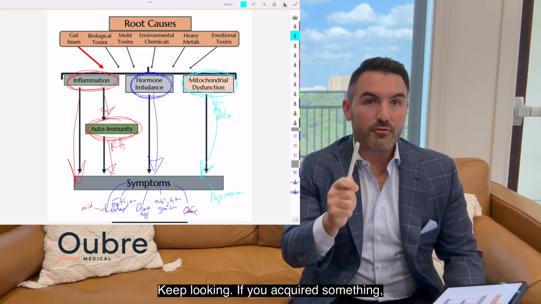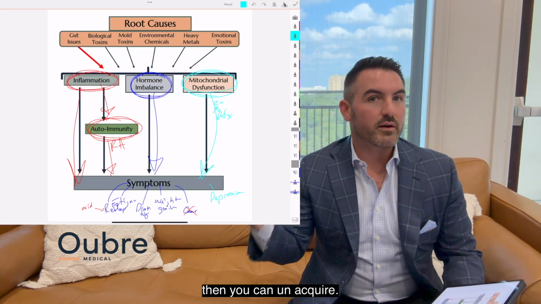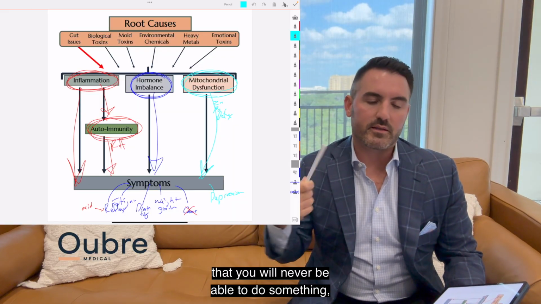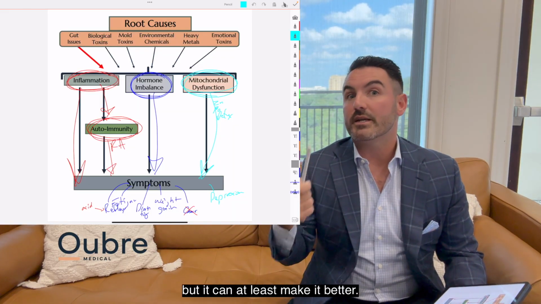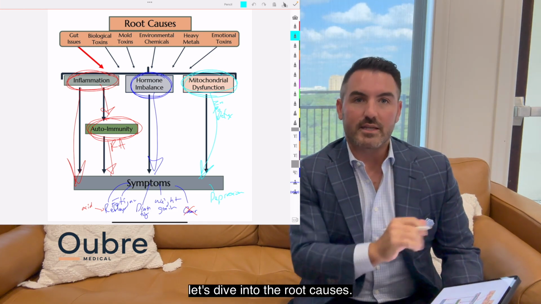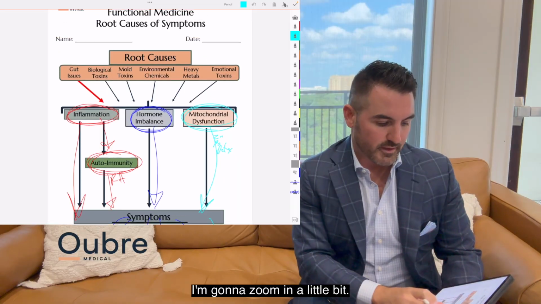Keep looking. If you acquired something, then you can unacquire it. If you were born with a genetic dysfunction that means you will never be able to do something, then functional medicine is probably not going to fix that, but it can at least make it better. Okay, so with my asterisks done, let's dive into the root causes. I'm going to zoom in a little bit.